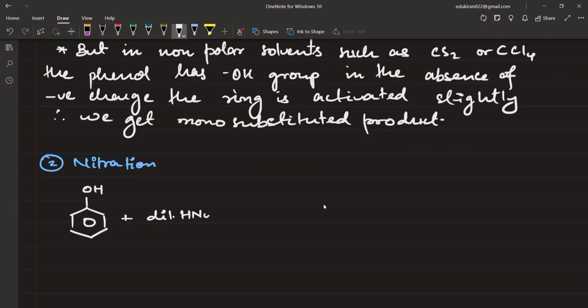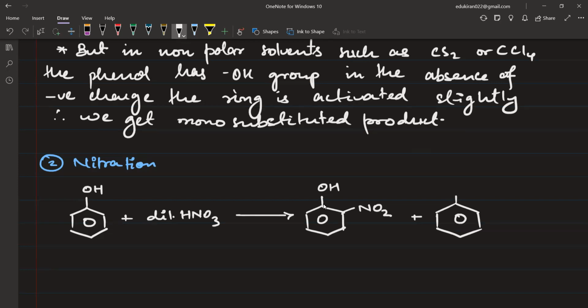Dilute HNO3. Okay, in dilute HNO3, what is going to happen? I will get two products: ortho substituted phenol, plus para substituted phenol. Okay. So again, here, this is the major product. Okay, this is the major product, the para substituted one.